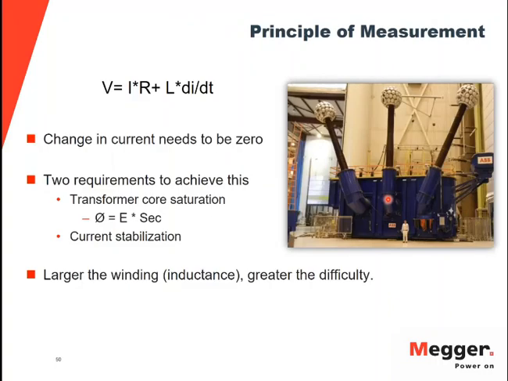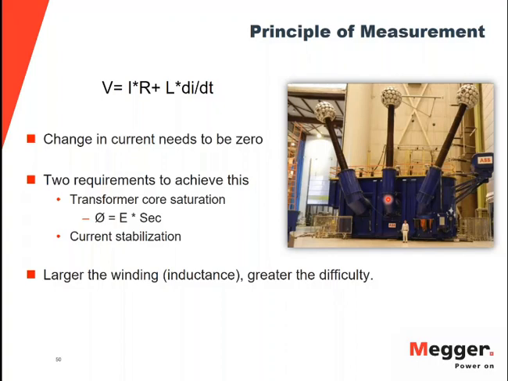So what do I need to do to get stable current in my winding? Well, it's a two-step process. The first one is that you need to saturate the core of the transformer. And in order for you to saturate the core of the transformer, you need to have enough flux in the core. And flux is defined as voltage times second, which means that I need to apply enough voltage for enough amount of time to develop enough flux to saturate the core.